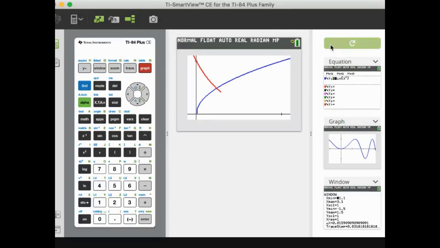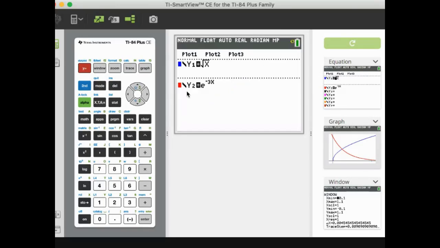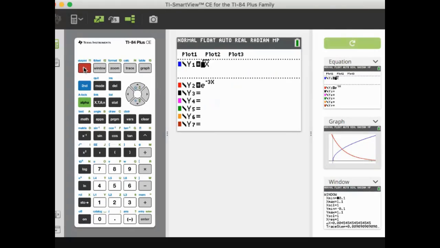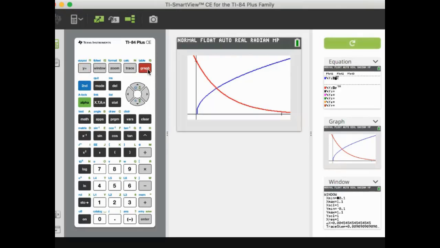There's my square root function, and there's my exponential function. And by the way, if I go to my y equals over here, you can see this is in red if you have a colored TI-84. This is in blue. When you graph it, it always goes in order of how you wrote it. So whatever was in your y1, it's going to graph that first. Whatever's in y2, it's going to graph that second. So that's another thing you could look at.